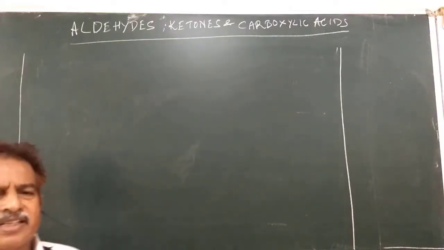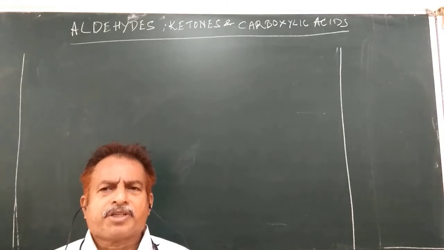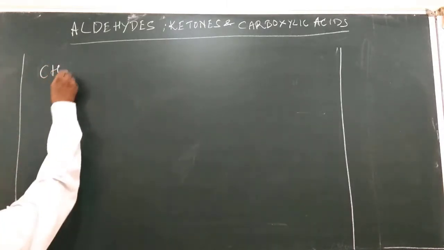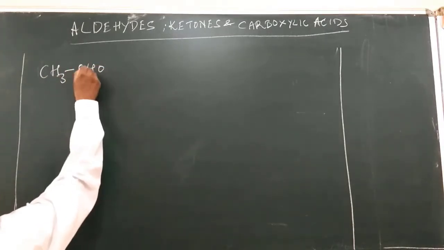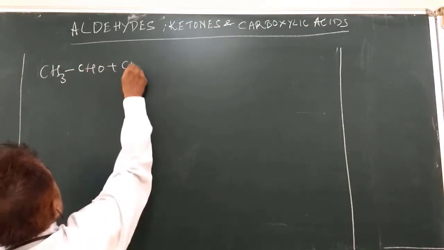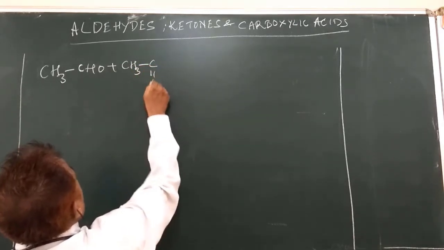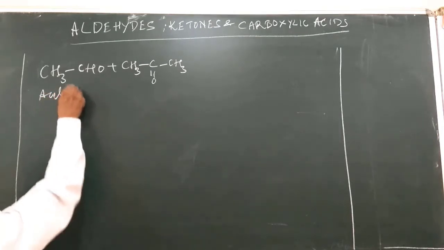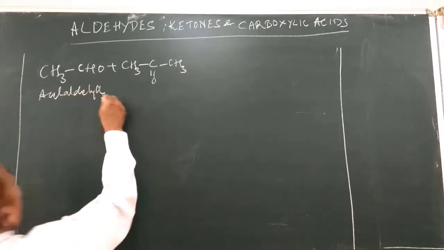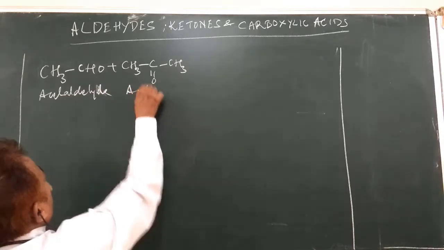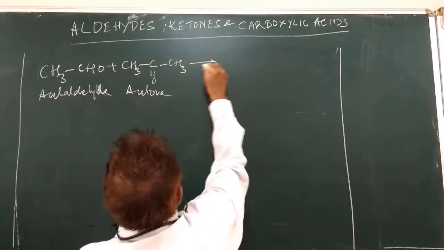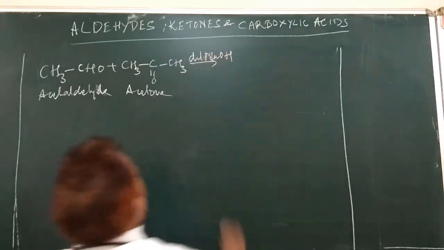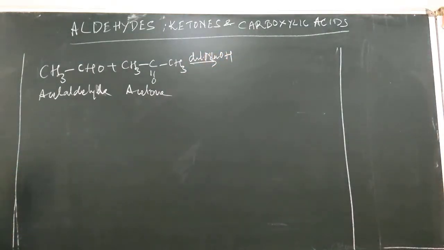Now let us see the aldol condensation between two different molecules, that is CH3CHO plus CH3COCH3. This is acetaldehyde, and this is acetone. In the presence of dilute NaOH, what are the substances we get?